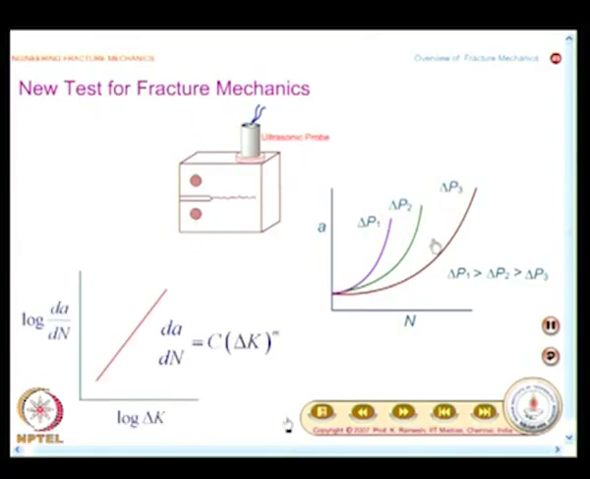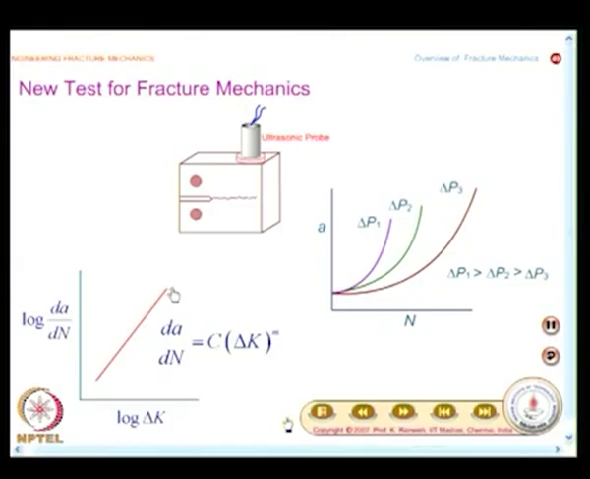So, from this graph you collate the data and get a graph between log of delta K versus log dA by dN, and from this graph you can find out the intercept as well as the slope. So, that is how you find out the C and M, and mind you, when you are looking at Paris law, it gives only the straight portion. That is the reason why you find in advanced codes they do not use Paris law as such, a modification of Paris law which also explains what happens when failure is going to take place.